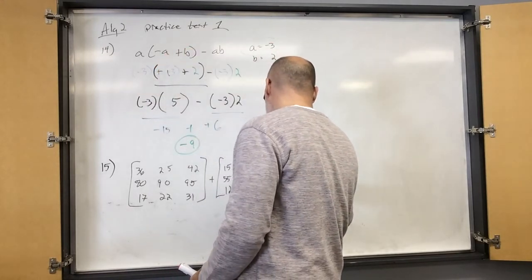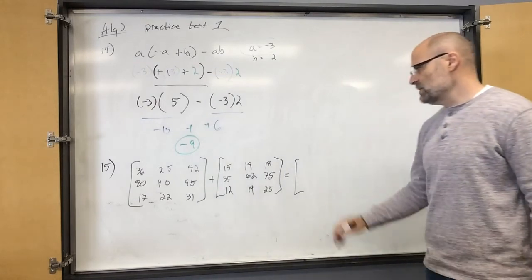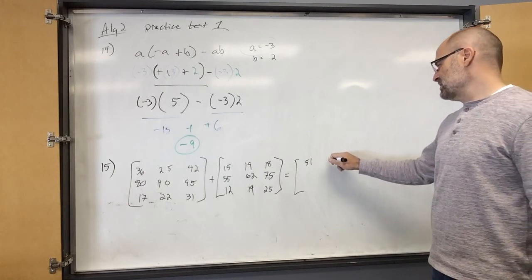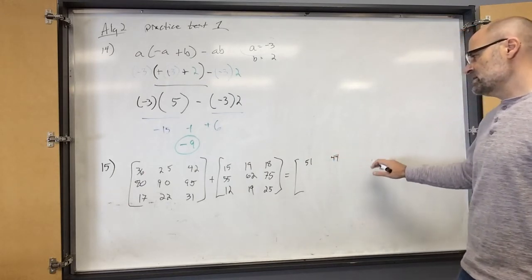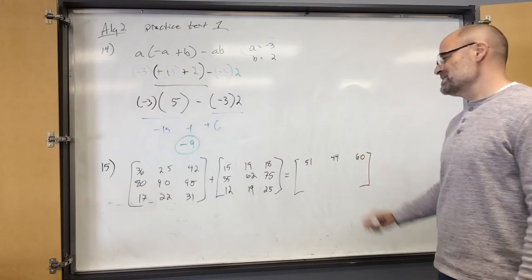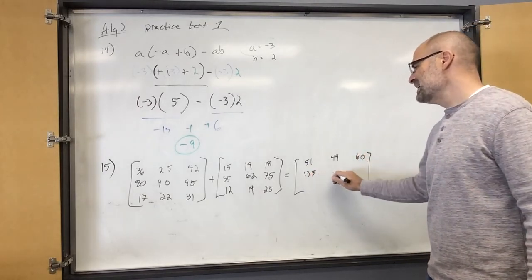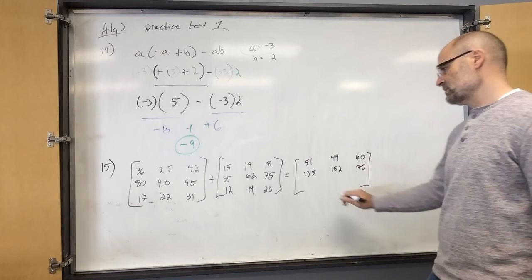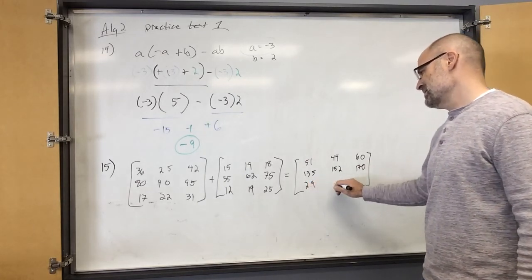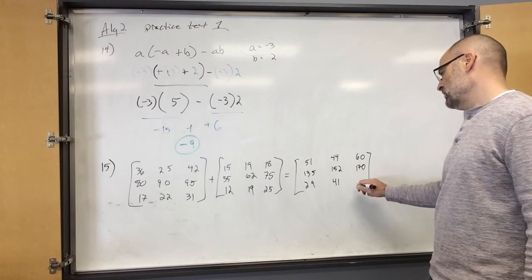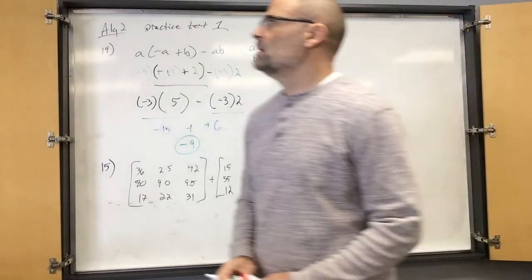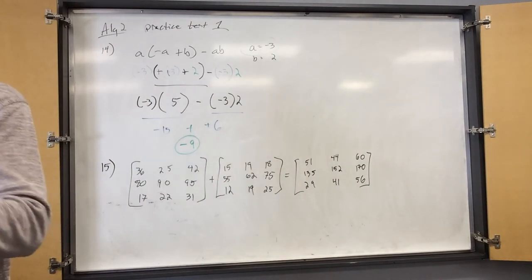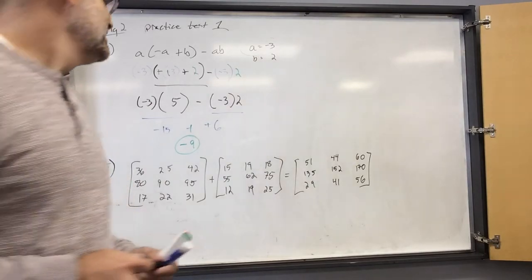Okay, we're just adding these together. 36 plus 15, what is that? 51. 25 plus 19 is 44. 18 and 42 is 60. Is this what you guys are getting? 135, 152, 170, and then 29, 41, 56. Is that what you guys got? That's exactly it. That's just a lot of copying down stuff. Make sure you copy it down correctly.